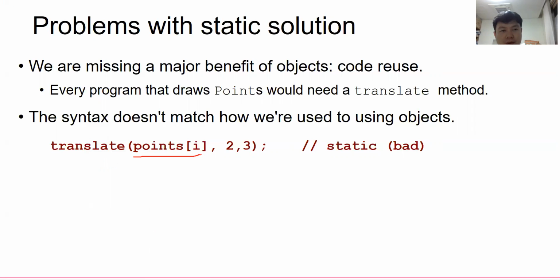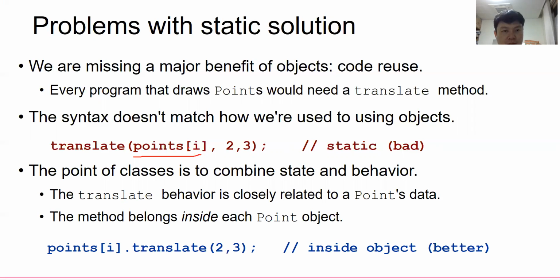If you have the point class, it contains state and behavior. The translate behavior is closely related to the point's data. When you have point data, you can translate. If you don't have any point data, then you cannot translate it.